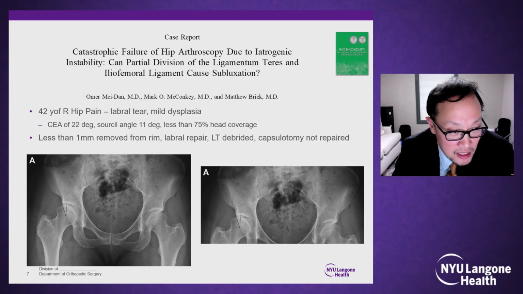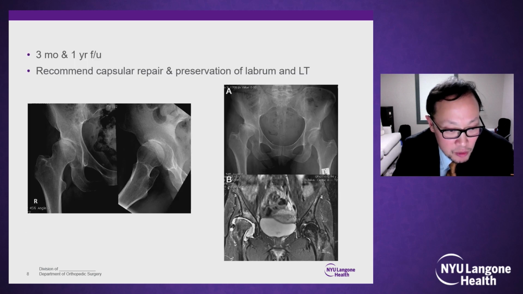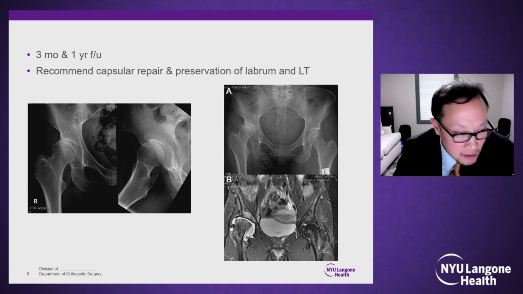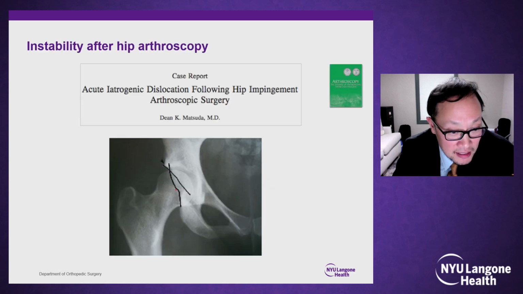So this is a center edge angle of 22 degrees with an upsloping sourcil of 11 degrees, less than 75% head coverage. And they barely touched the rim as far as acetabuloplasty. They did a repair. They debrided the ligamentum, and the capsule was not repaired. But I don't think those factors really mattered. I think surgery, even though it was arthroscopic, traumatized a shallow socket, and that kind of led to accelerated arthritis.